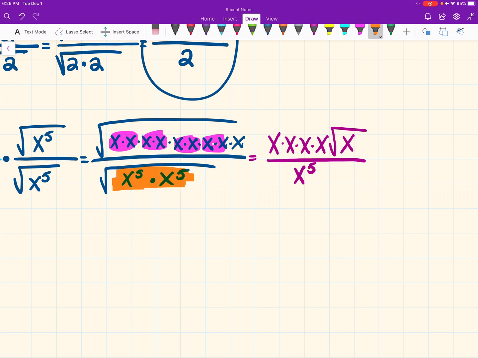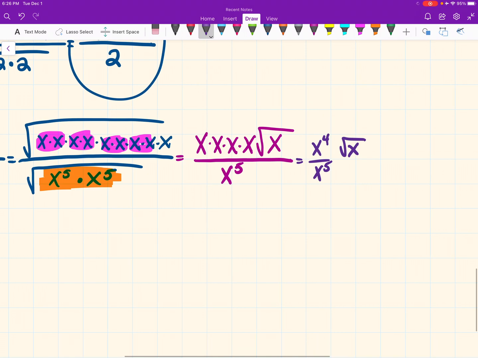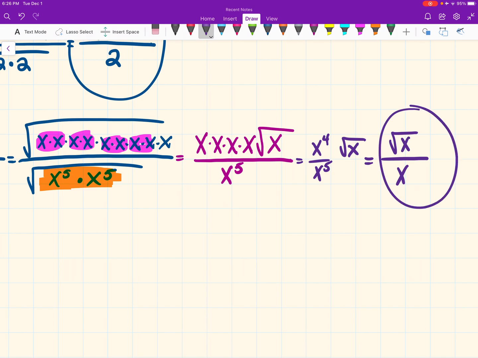Now look what happens. We're not done. Really what this means is x to the 4th over x to the 5th, and then we have a square root of x. Well, x to the 4th over x to the 5th can be simplified. How many x's are going to cancel out? Well, 4 of them are. Where are the x's going to end up? They're going to end up on the bottom because there's more of them. And how many? There's going to be 1. And what's left on the top is the square root of x. This is your final answer.